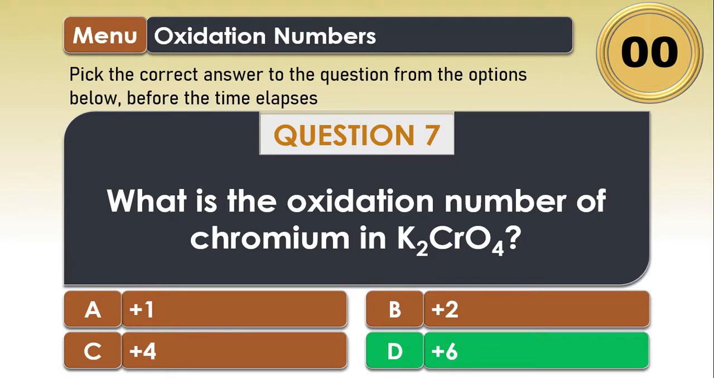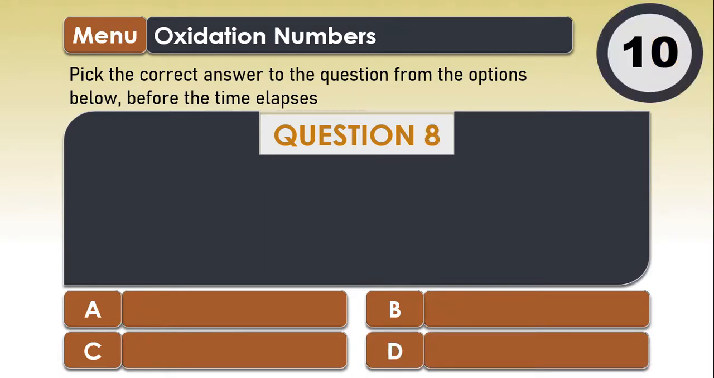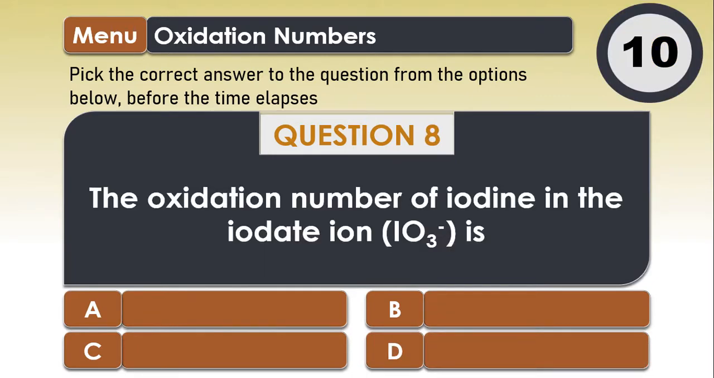The correct answer is D. Plus 6. Question 8. The oxidation number of iodine in the iodate ion IO3- is A. Minus 5, B. Minus 1, C. Plus 1, and D. Plus 5.